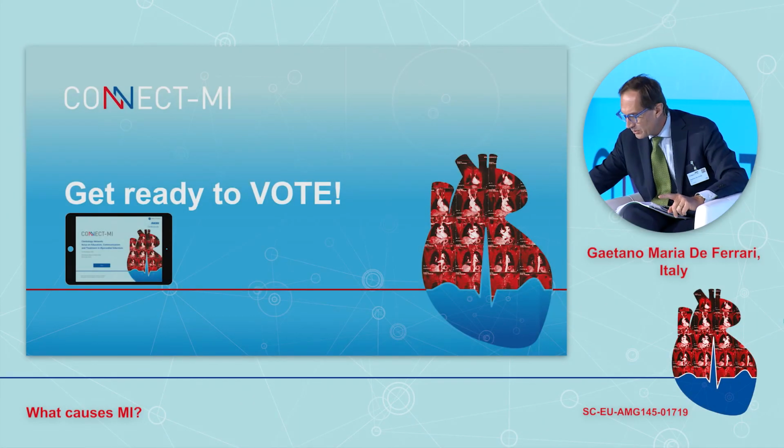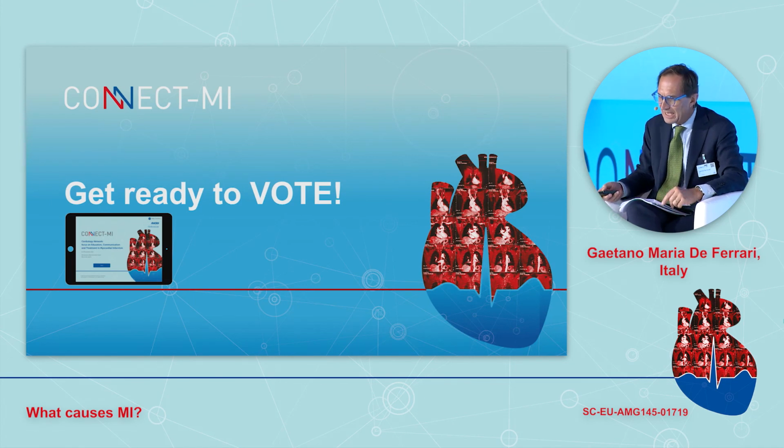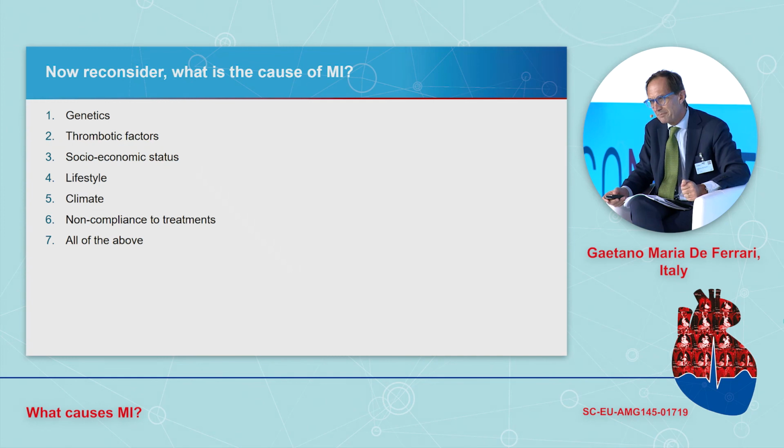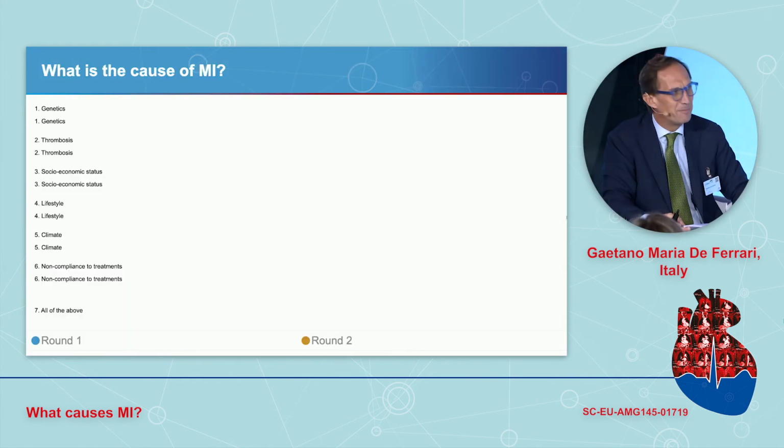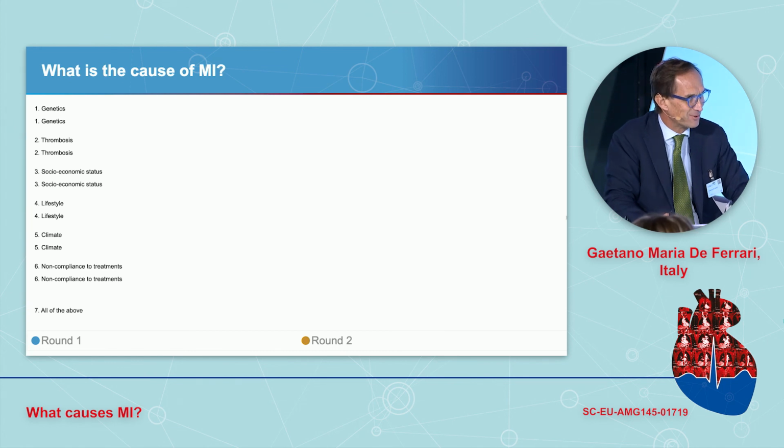But before that, we have to see who has changed your opinion more on the cause. Please be ready to vote now. What do you believe is now the cause of MI? Genetics, thrombotics, socioeconomic status, lifestyle, climate, non-compliance to treatment. We also have all of the above as a potential answer.